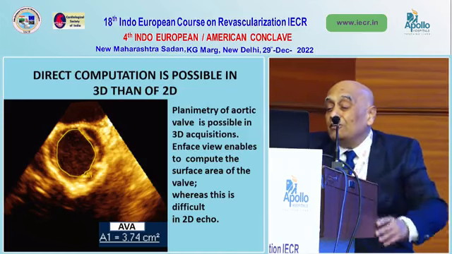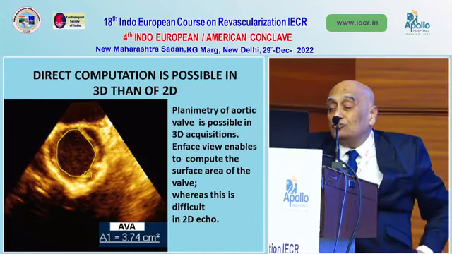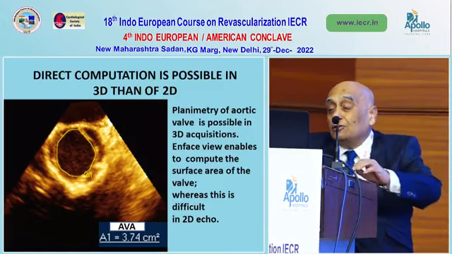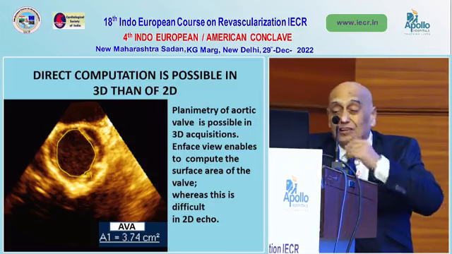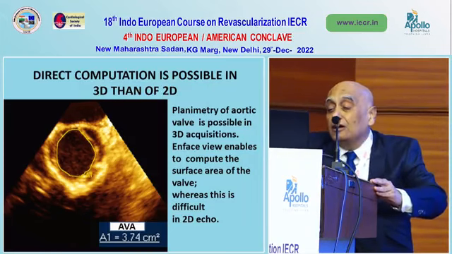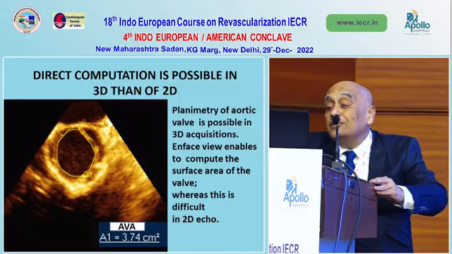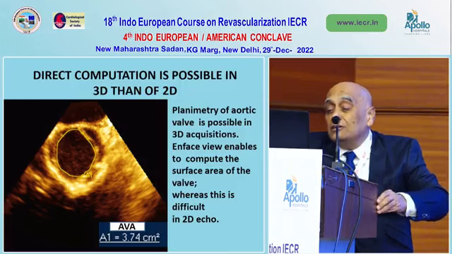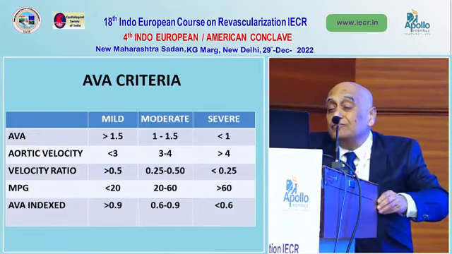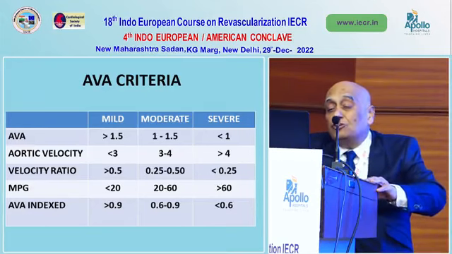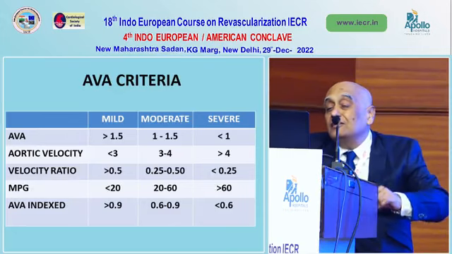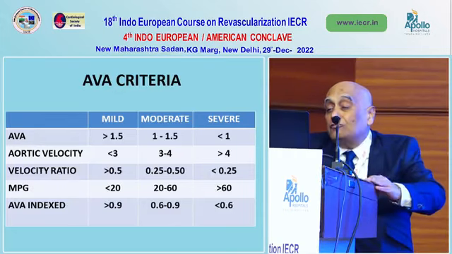You can get the aortic valve area by 3D echo also. You can get a cross-sectional view, called the en face view, of the aortic valve by transesophageal 3D, so you can directly planimeter it on 3D, which is a little difficult to do on 2D. Thereby you can get the mean pressure gradients, the velocity ratio, the aortic valve peak velocity and the aortic valve area.